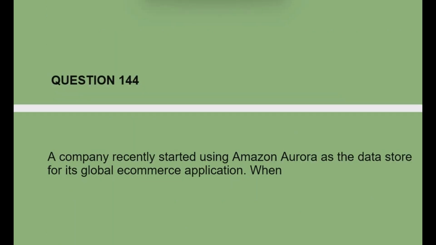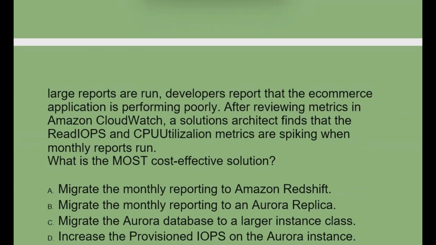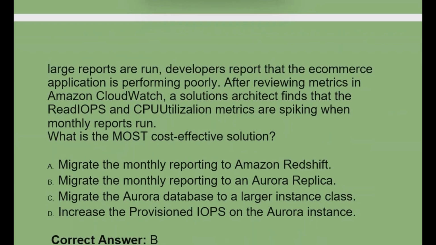Question is, a company recently started using Amazon Aurora as the data store for its global e-commerce application. When large reports are run, developers report that the e-commerce application is performing poorly. After reviewing metrics in Amazon CloudWatch, a solutions architect finds that the read IOPS and CPU utilization metrics are spiking when monthly reports run. What is the most cost-effective solution?